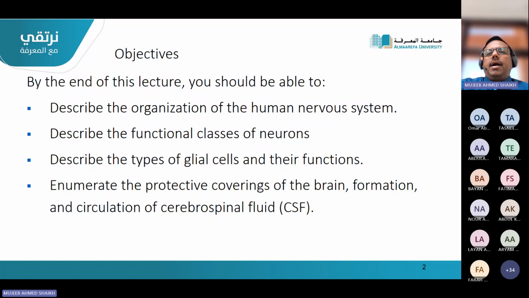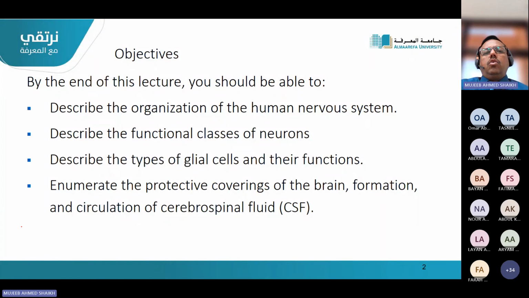Then, apart from neurons, because you know every system is made up of specialized cells, apart from those specialized cells, there are some supporting cells. It could be glial cells, it could be astrocytes. So we will see in the nervous system what the supporting cells are.